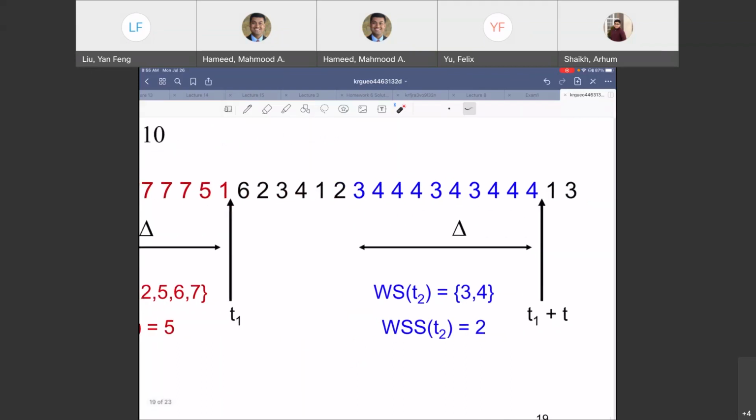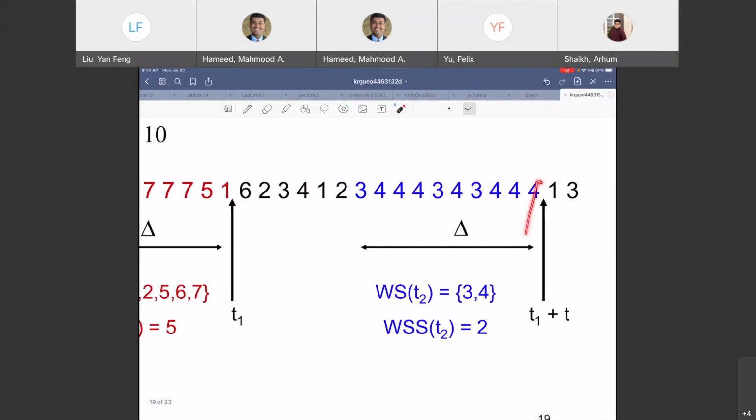So let's take a look at this estimation at some other time T1 plus t. So if you are looking at T1 plus t, last 10 page references are highlighted in blue. The working set over here is just 3 and 4, right? Those are the unique page requests that have come in the last 10 page references. And the size of this is just 2 pages, so 2 unique pages.